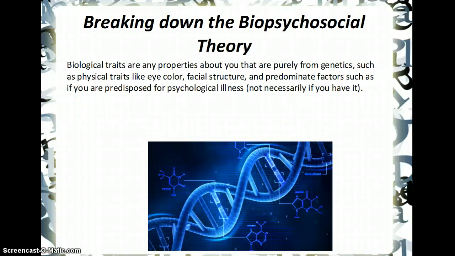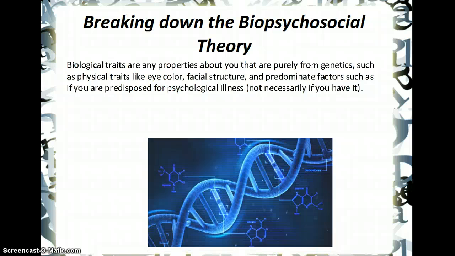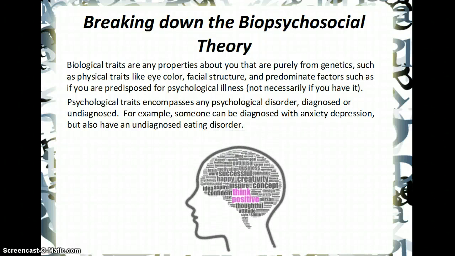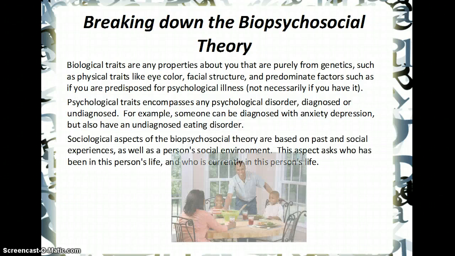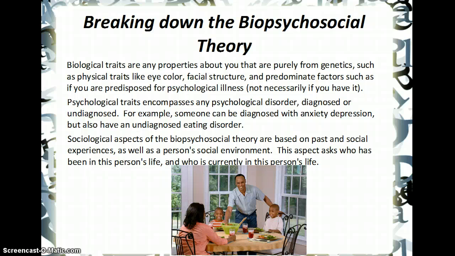Breaking down the biopsychosocial theory. Biological traits are any properties about you that are purely from genetics, such as physical traits like eye color, facial structure, and predominant factors such as if you are predisposed for psychological illness, not necessarily if you have it. Psychological traits encompass any psychological disorder, diagnosed or undiagnosed. For example, someone can be diagnosed with anxiety and depression, but also have an undiagnosed eating disorder. Sociological aspects of the biopsychosocial theory are based on past and current social experiences, as well as a person's social environment. This aspect asks who's been in this person's life and who's currently in this person's life.